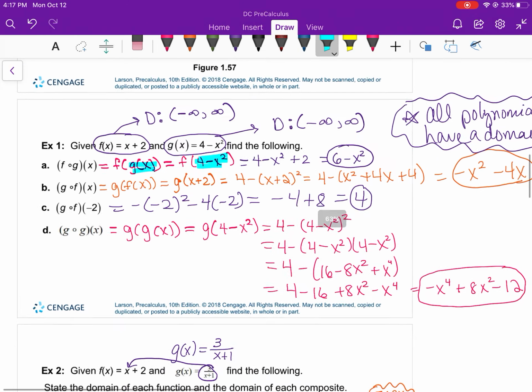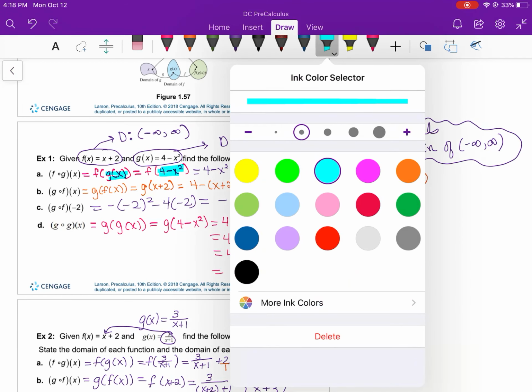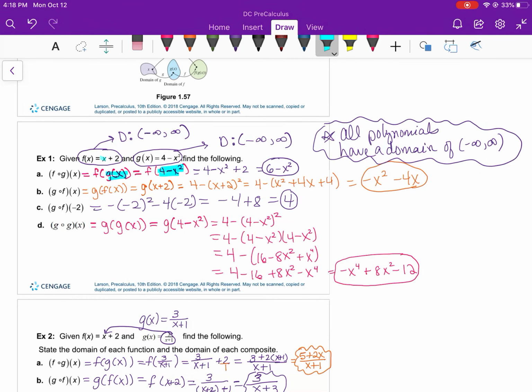So here's all of the work that we have for our first example. We did f composed with g, so that means g of x goes in for x. So for our first example, we put 4 minus x squared in right here for x, and you can see that right there. And then on the second part, we put f inside of g, so we found g of x plus 2, and we multiplied that out and cleaned it up.